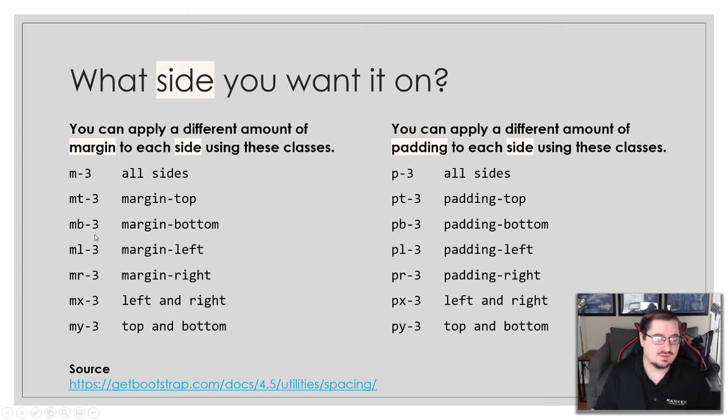So I can use any of these classes, either for margin or padding, to be more specific and not just set the margin or the padding on all 4 sides. I can set it on just one side. I'd say the most used one on this list is absolutely going to be your MB3, because that allows you to separate items in a list. So that's oftentimes the one you'll want to use for separating items.